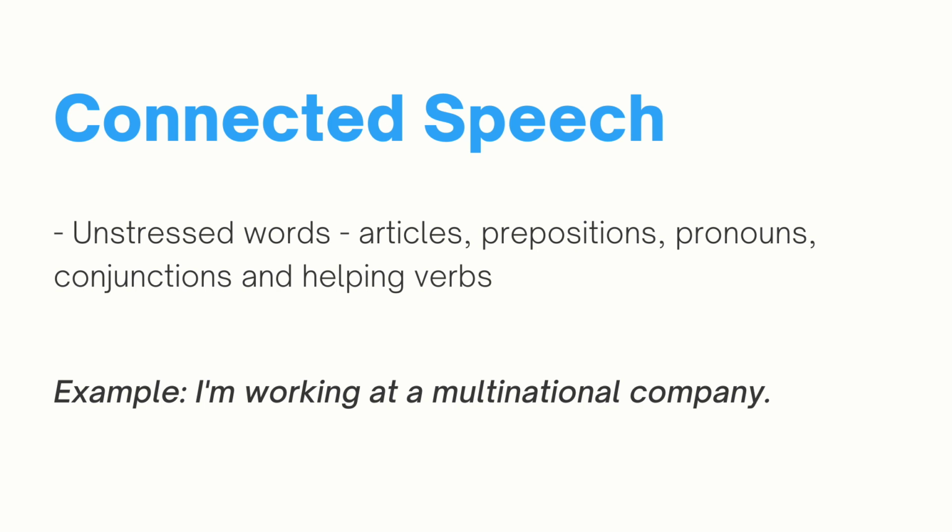Now the next element that you need to practice here is connected speech. Connected speech has two elements to it. One about unimportant words of the English language. So when you have articles, prepositions, conjunctions, pronouns in a sentence, they don't really take importance or the stress from your voice. Say I'm working at a multinational company. So at, am do not take importance, whereas multinational, company, working, all of these are content words contributing to the sentence.